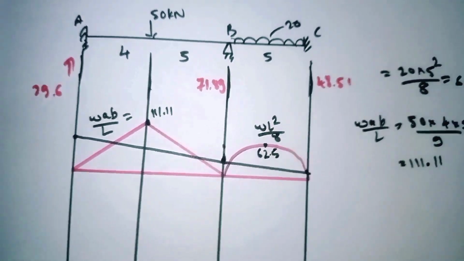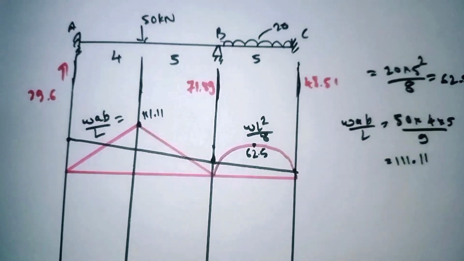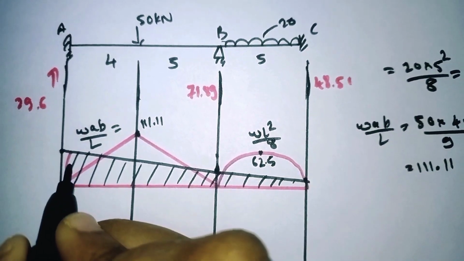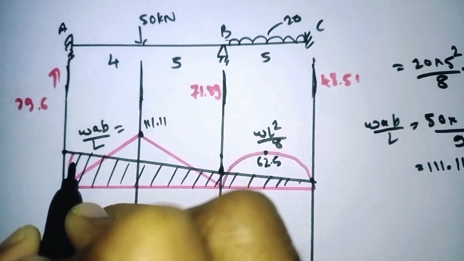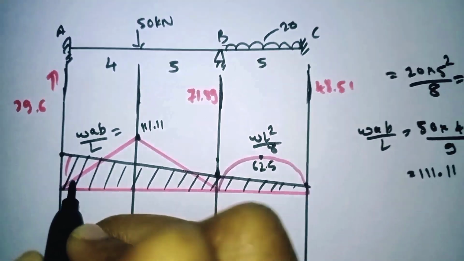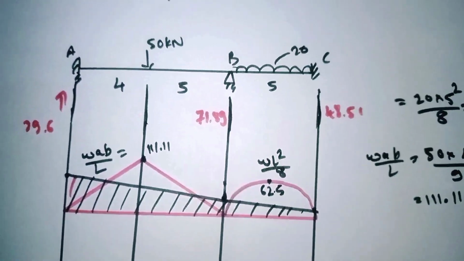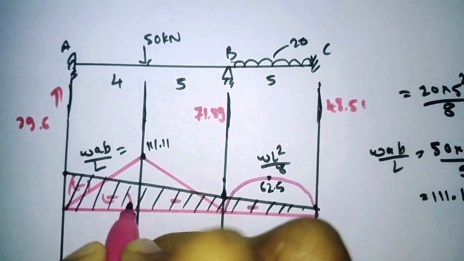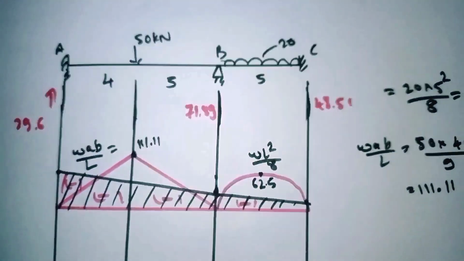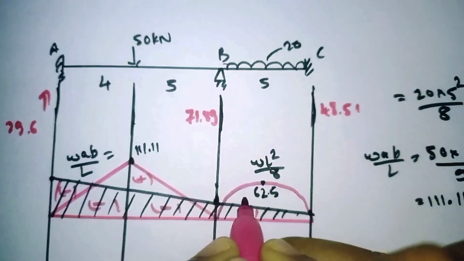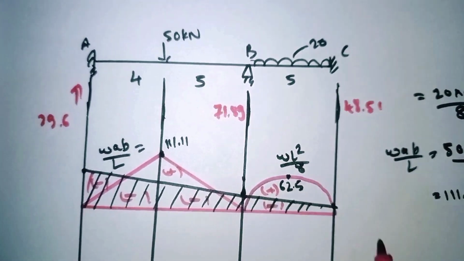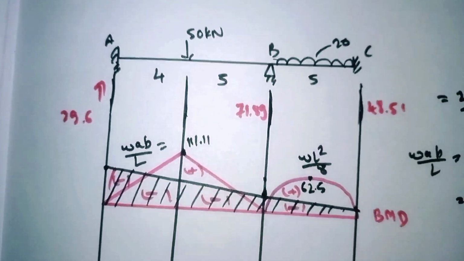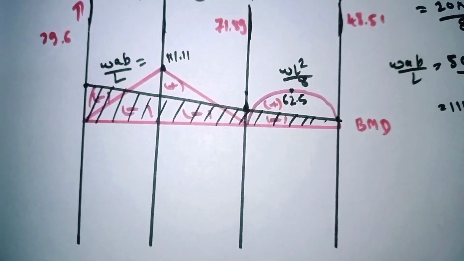It will be like this. Now you shade this part. The part which we have shaded will be negative. This part will be negative, and the remaining will be positive. So this is our diagram of net bending moment. And now we will go for the shear force diagram.